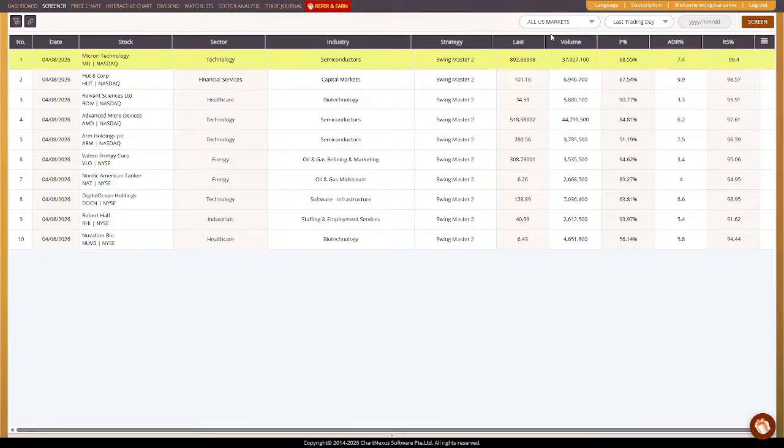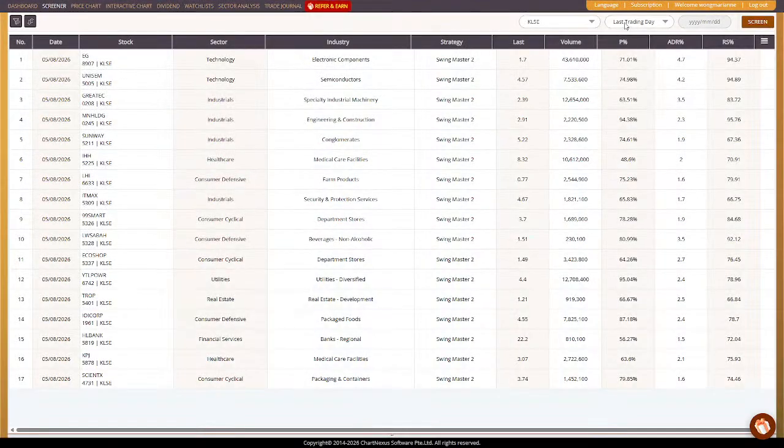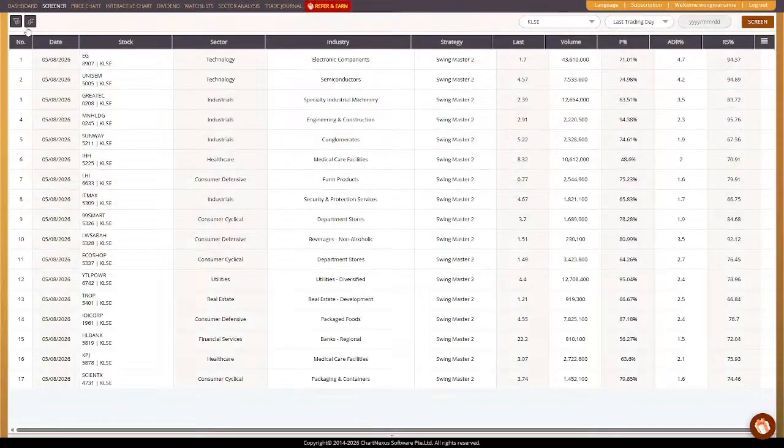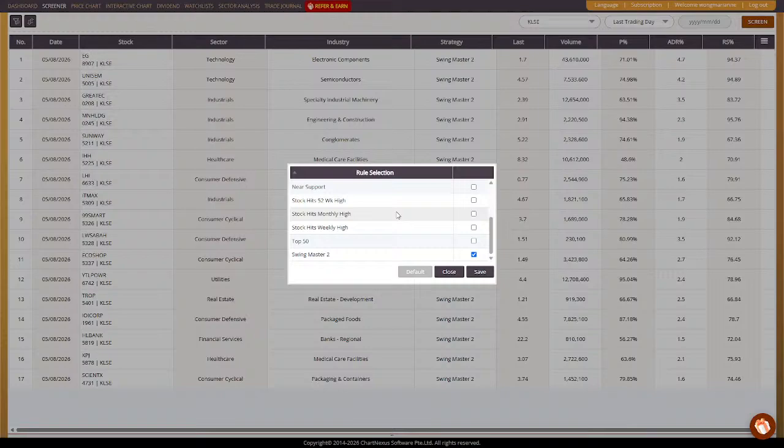Of course for tonight we'll be selecting KLSE, and we'll be screening the last trading day. Over here are the parameters which you can personalize and customize if you want. And over here is where our rule selection is. For tonight, I'll be showing you Swing Master 2. Swing Master 2 is one of the main strategies that our mentor, as well as myself, use. I'll explain a bit more about how it works and what it does.